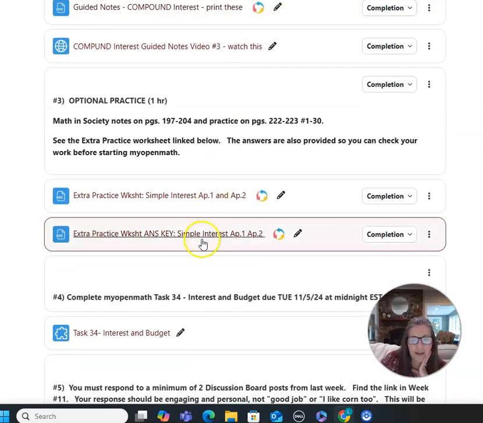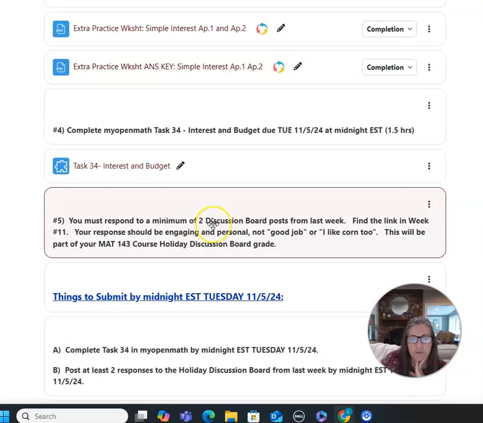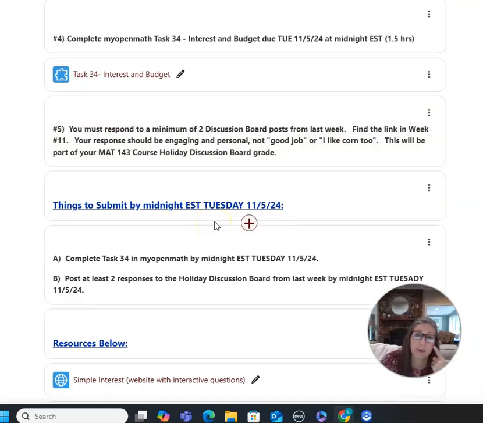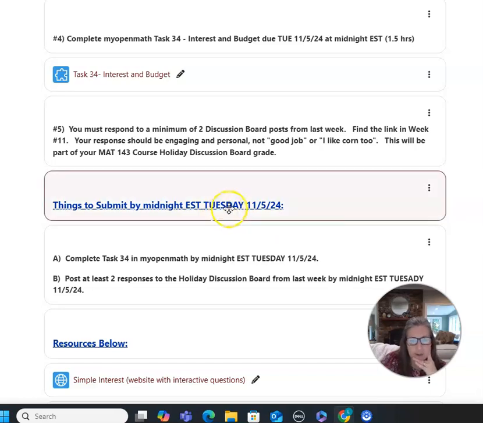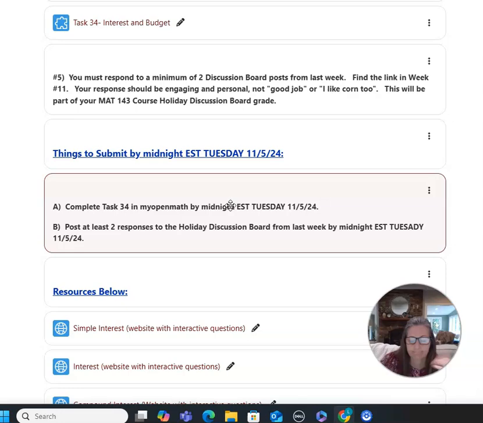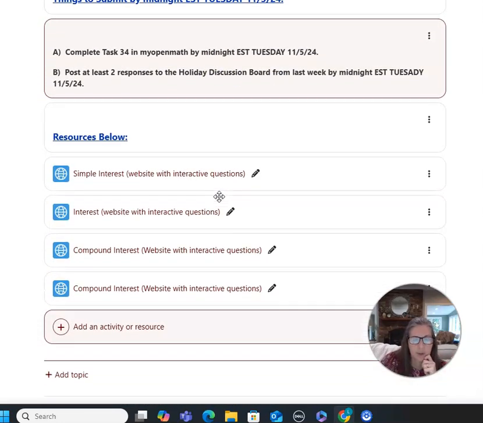There's some extra practice. I had the answer key, and you were to do task 34 as well as 2 responses on the discussion board. That was a really fun discussion board post. I got some really surprising holidays that honestly, like St. Patrick's Day, had never even crossed my mind. But good responses and good posts on that.